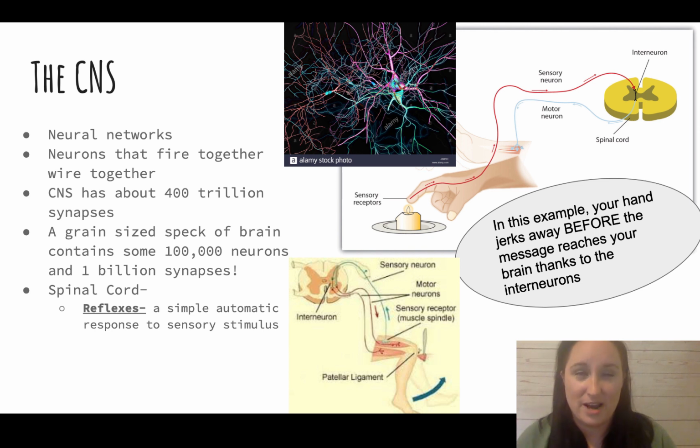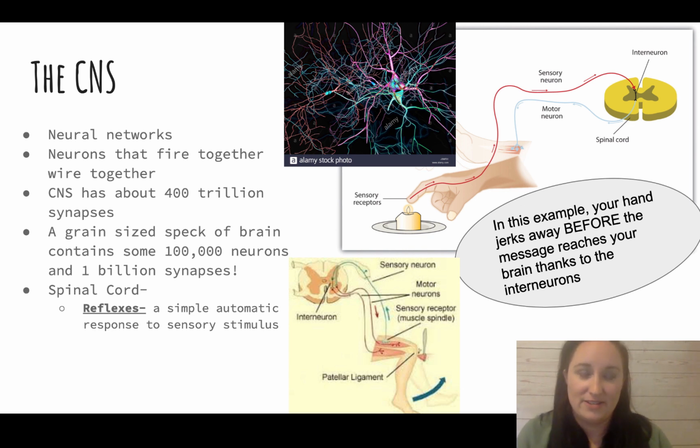So just to give you some idea about what we're talking about here, the central nervous system has 400 trillion synapses. That's so cool. And a grain-sized speck of brain contains 100,000 neurons and 1 billion synapses. That's incredible to me. I can't even, that's just amazing. So cool.